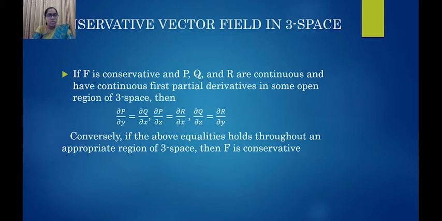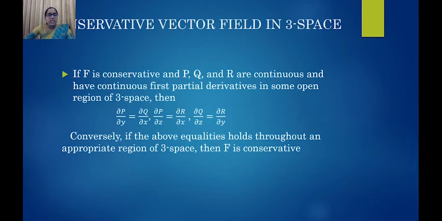And conversely also, if the above equalities hold throughout an appropriate region of 3-space, then the field is conservative. So if these equations are satisfied, we can say that our given field is conservative. That is, ∂P/∂y is equal to ∂Q/∂x, ∂P/∂z is equal to ∂R/∂x, and ∂Q/∂z is equal to ∂R/∂y. So keep these equations in mind to check whether the given field is conservative or not.